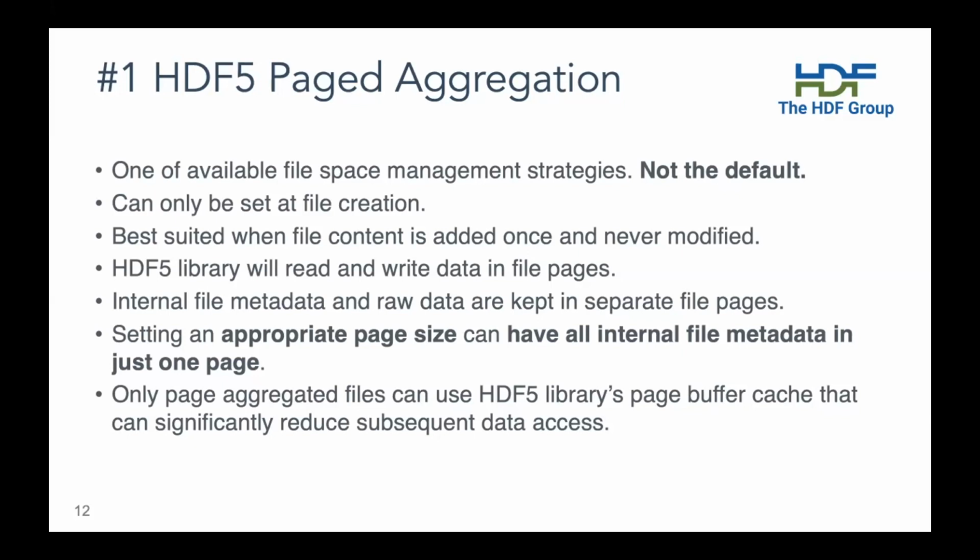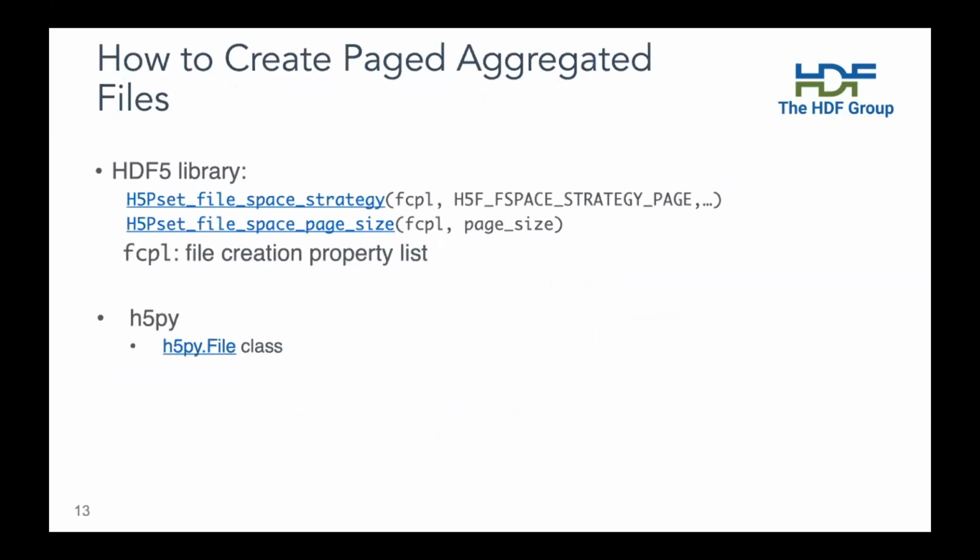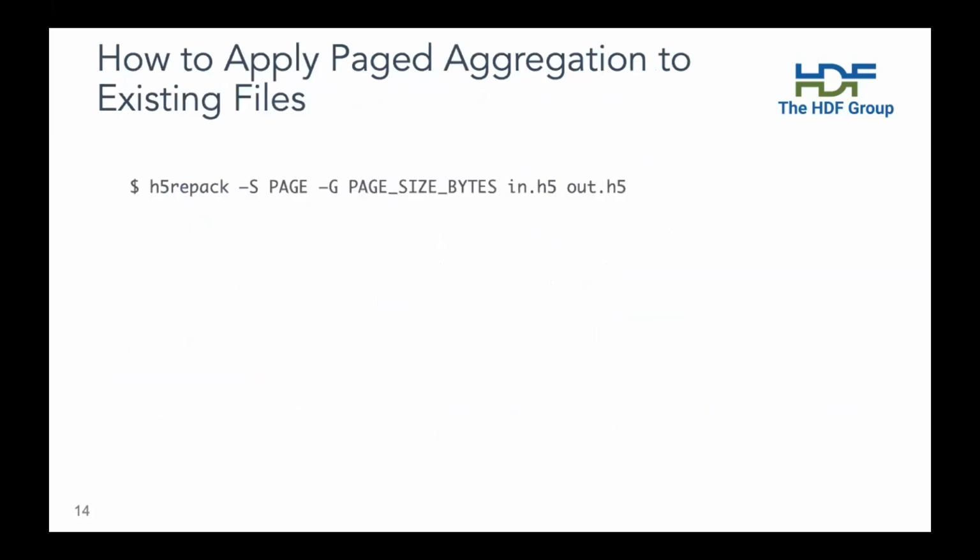The other added benefit, if you want to access HDF5 files with the HDF5 library, is that there is a page buffer cache. And it's only available to this page aggregated file. What the page buffer cache does is that it caches these pages that I just mentioned. All right, 4 minutes. So that's that. I'll speed up now. We don't need to talk about this. This is the command line that you can use if you already have an HDF5 file and you want to apply page aggregation to it.